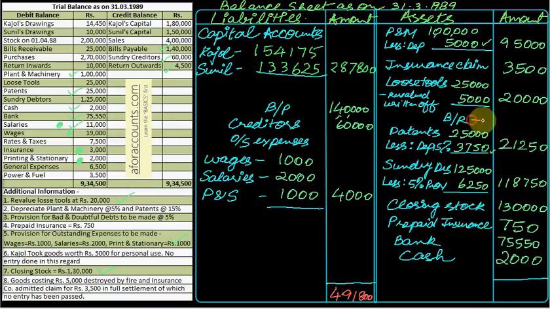Bills receivable is missing. See, bills receivable. Bills payable is given, and what about the bills receivable? Bills receivable is 25,000. So write bills receivable 25,000. And now let's take the total. The total comes up to 491,800.